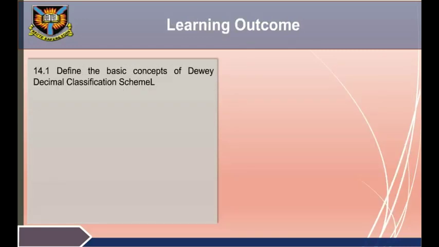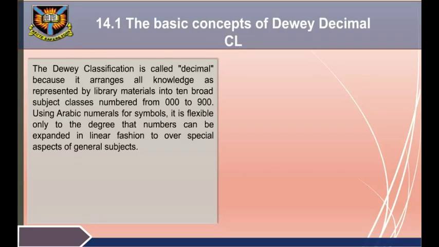Learning outcome. Define the basic concepts of Dewey Decimal Classification Scheme. The basic concepts of Dewey Decimal Classification. The Dewey classification is called decimal because it arranges all knowledge as represented by library materials into 10 broad subject classes numbered from 000 to 900. Using Arabic numerals for symbols, it is flexible only to the degree that numbers can be expanded in linear fashion to cover special aspects of general subjects.